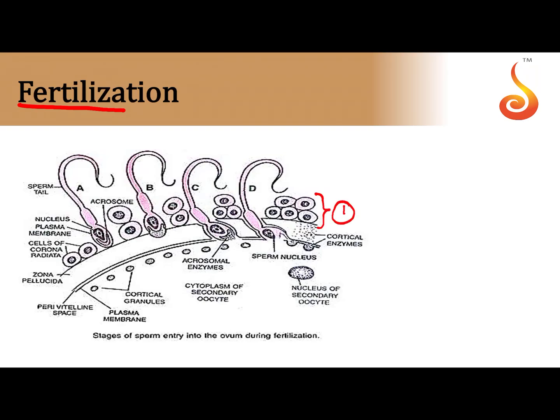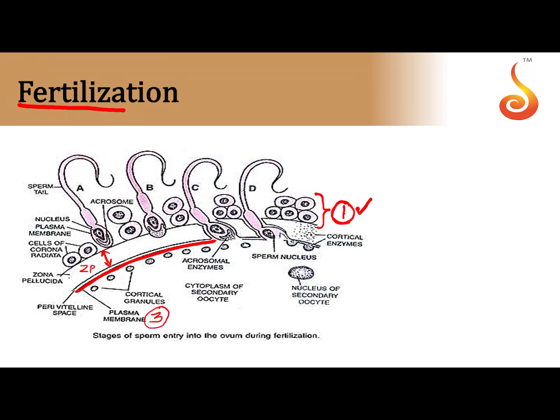This is the corona radiata, which is basically a mass of cells adhered onto the egg surface. The second layer that you can see, the thick layer depicted in this sketch, is the zona pellucida. This is a hyaline proteinaceous layer which the sperm has to cross, and the innermost layer is nothing but the plasma membrane of the egg. So this plasma membrane of the egg happens to be the third barrier which the sperm has to cross.